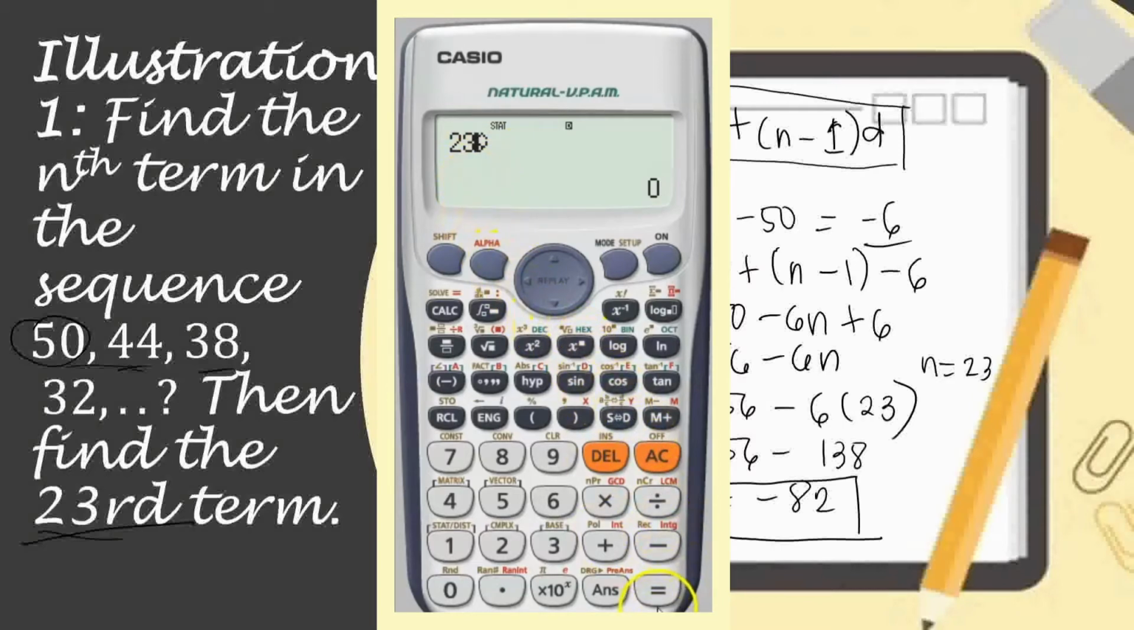And then, equal lang natin. So, dapat negative 82. Ayan. So, negative 82. So, tama naman yung nakuha natin. So, nagtali naman yung sa manual saka sa Casio.